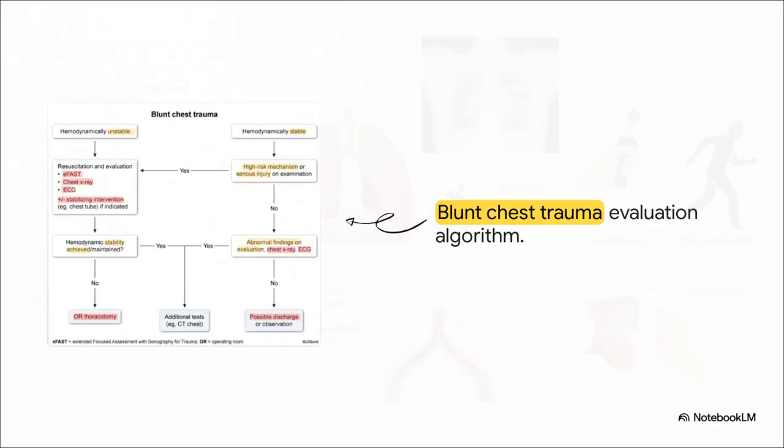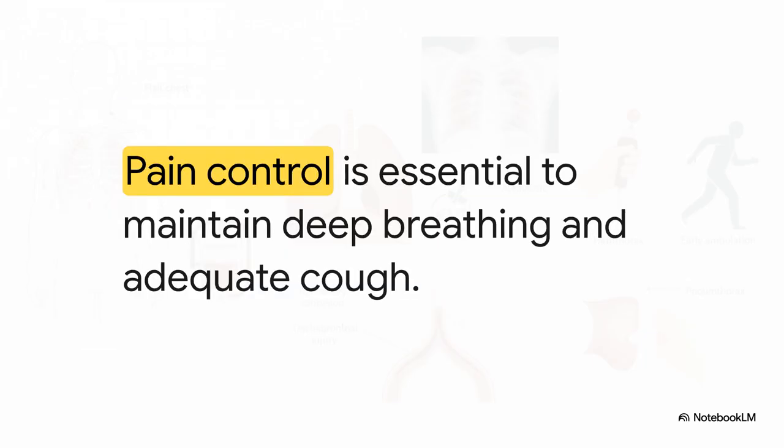Unstable trauma patients need immediate resuscitation, an EFAST exam, a chest X-ray, an ECG, and immediate stabilizing interventions, like getting a chest tube in right away if indicated. Now, if you can't achieve or maintain that stability, you have to move straight toward operative management, specifically an OR thoracotomy. On the flip side, if the patient is stable but had a high-risk mechanism of injury, or if their initial exam, X-ray, or ECG is abnormal, then you can safely proceed with additional imaging, like a CT of the chest.